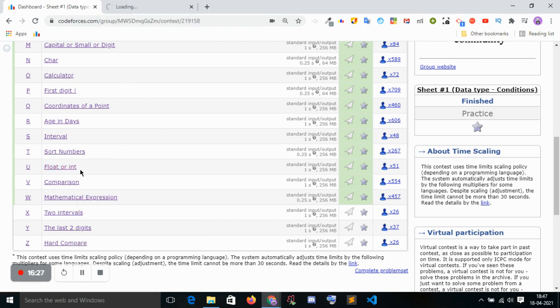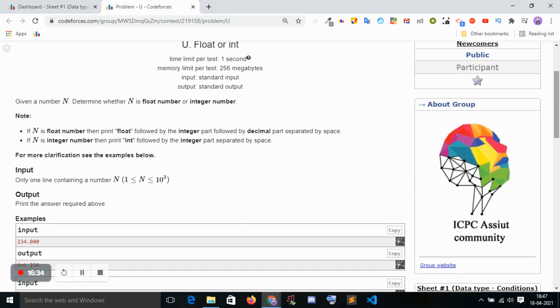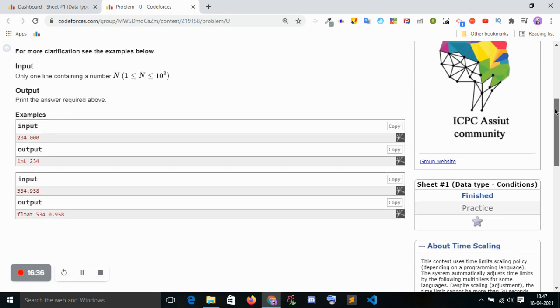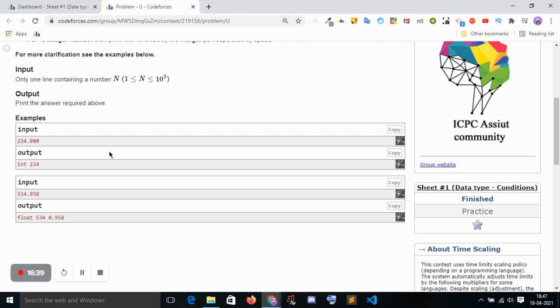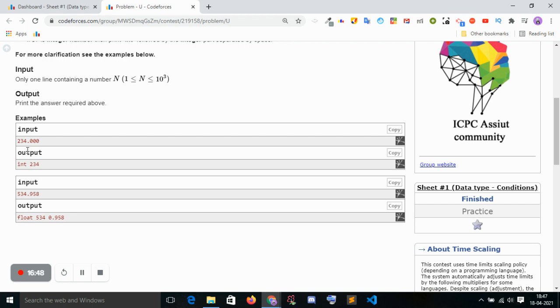Float or int. It's a very good problem. You just do typecast. You have to use typecasting here, and you have to find whether n is a float or an integer number. If after the decimal only zeros are there, you consider it an integer number, because it actually is an integer. In the question they say this is an integer, but this one is a float because after the decimal they have some number that is not zero.